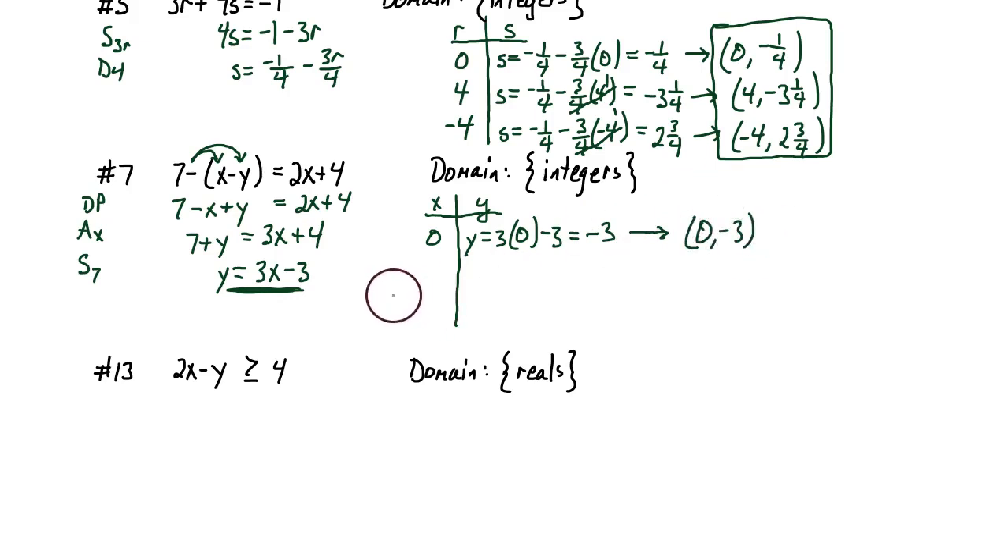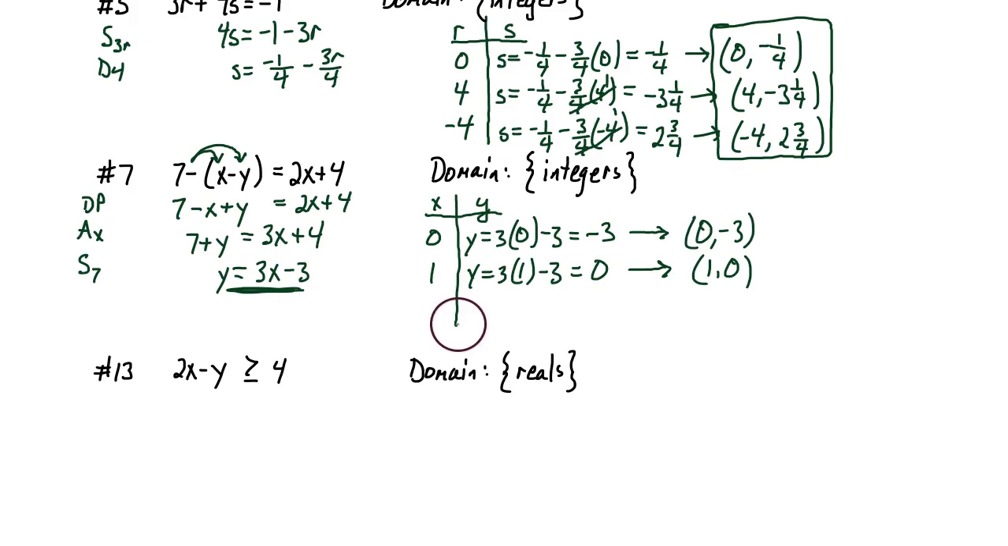Okay, let's choose another integer for x. 1 is an integer. y equals 3 times 1 minus 3. That makes 0. As an ordered pair, when x is 1, y is 0.